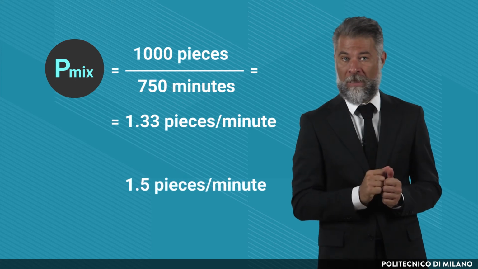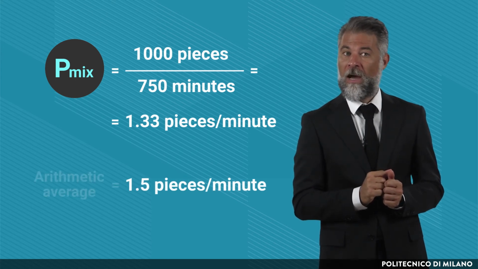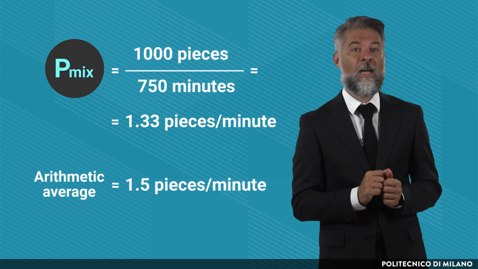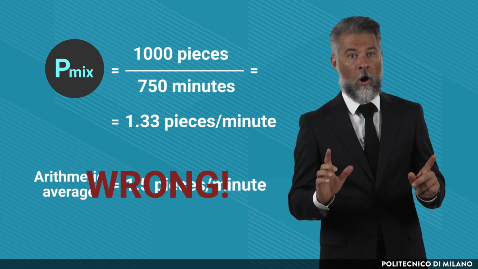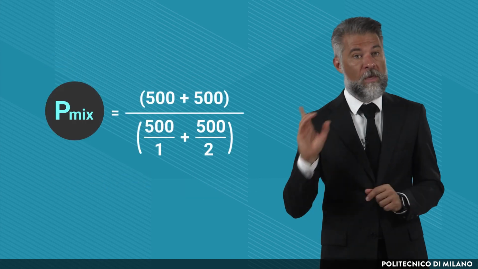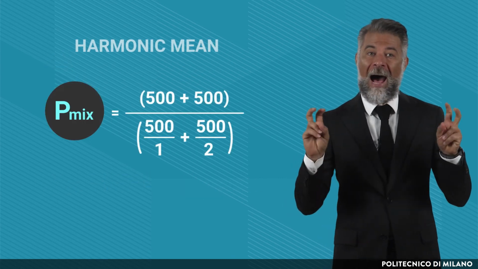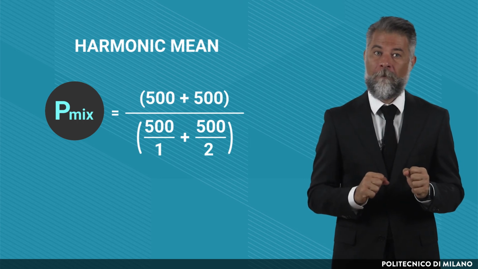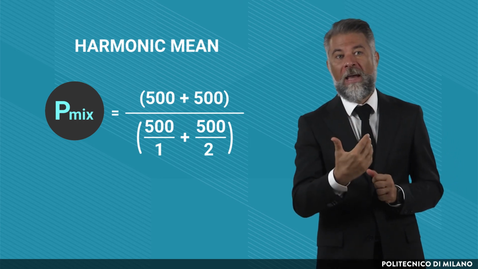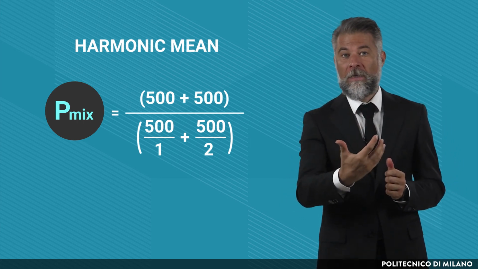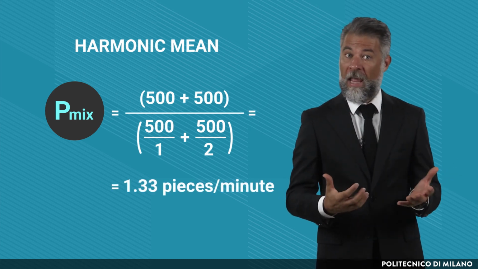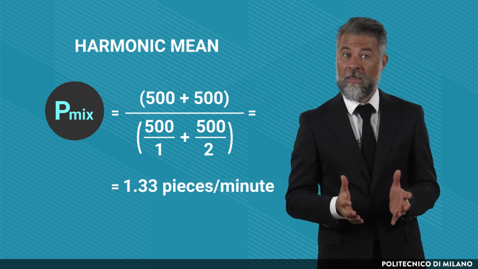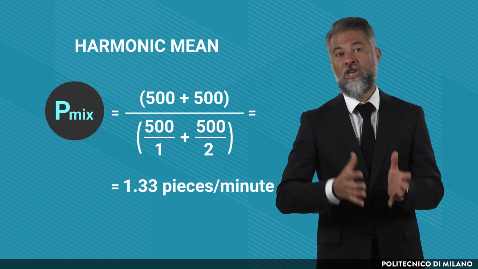1.5 pieces per minute, the arithmetic mean, is wrong. It is always wrong. This formula is called harmonic mean. It is used to calculate the average speed or average rates, such as, in our case, the average rate of pieces per unit of time.